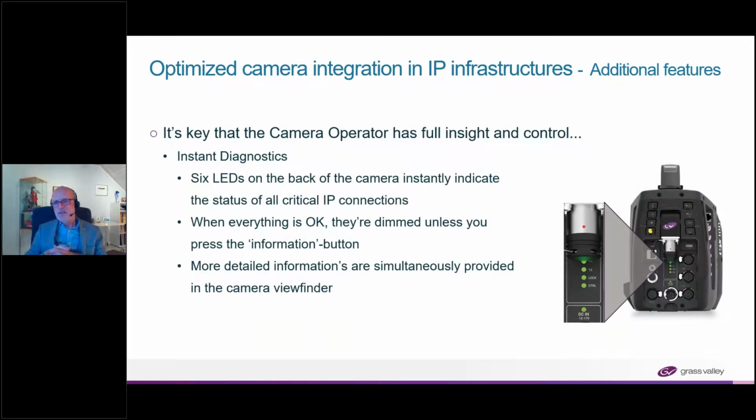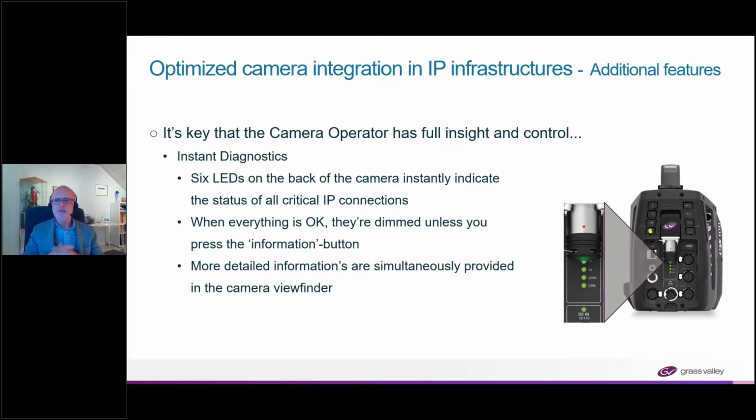Another key feature is the easy diagnostics. As said, the camera might be far away from your infrastructure where you have your regular operational staff. And if an operator connects a camera somewhere in the field and there is something not working well, it is very important that he can quickly find what's wrong.